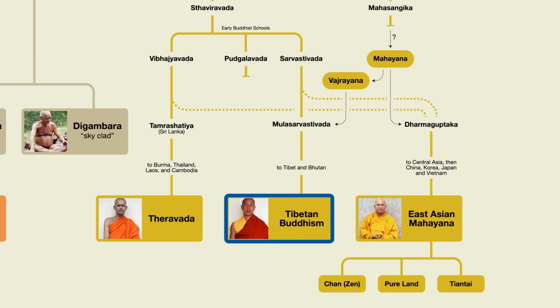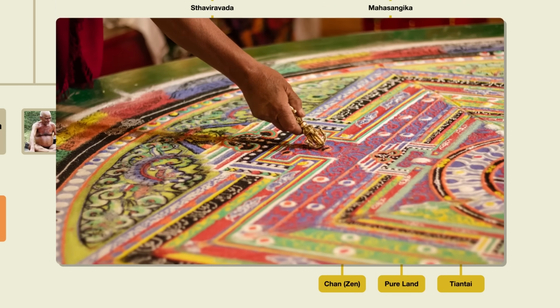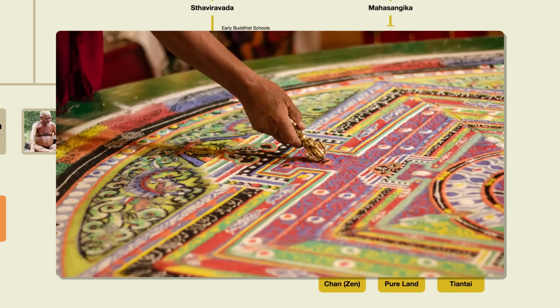Tibetan Buddhism differs from other forms of Buddhism in that it incorporates far more esoteric practices, such as chanting, reciting incantations, and making geometric patterns called mandalas to help induce trances.